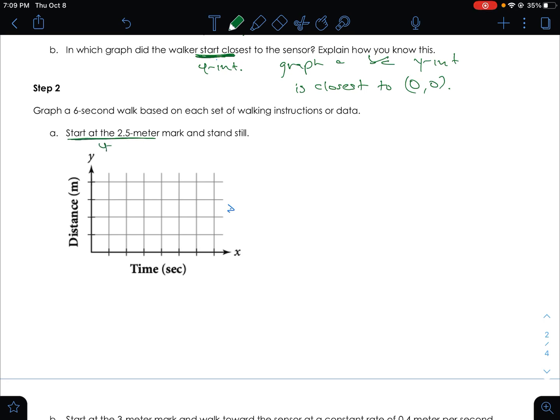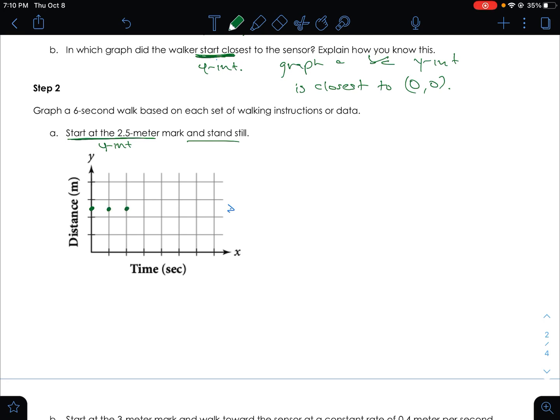Again, that is our y-intercept. So we are going to start with our y-intercept at 2.5 meters. Then it says we stand still. Think about that. If you're standing still, is your distance changing? The answer would be no. If you're standing still and you are 2.5 meters away from the motion sensor and you're not moving, your distance is staying the same. So after 1 second, you're still 2.5 meters away.